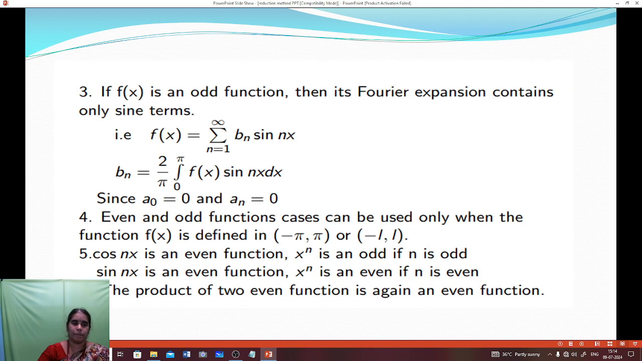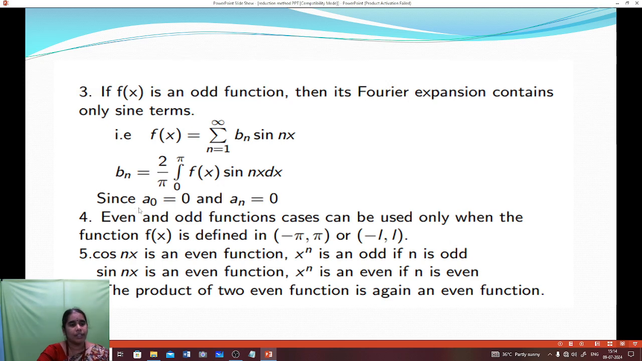Note number 3. Suppose it is an odd function, what do we have to do? No need to find the values of a0 and an. Just go only by bn. For that odd function, our Fourier series expansion is nothing but f of x equal to summation n equal to 1 to infinity bn into sin nx, where bn takes the value of 2 by pi integral 0 to pi f of x into sin nx dx.